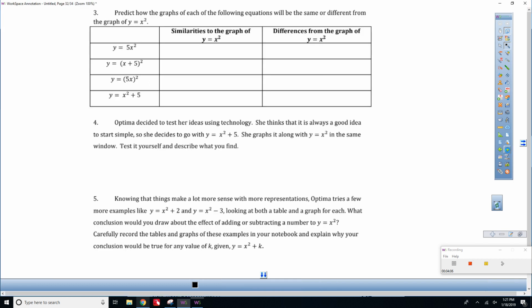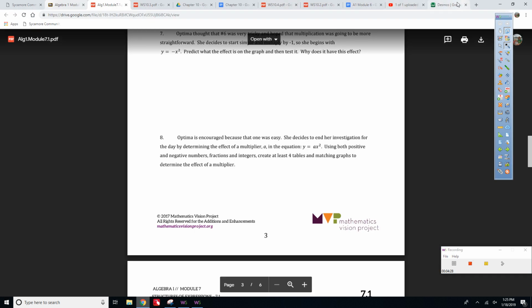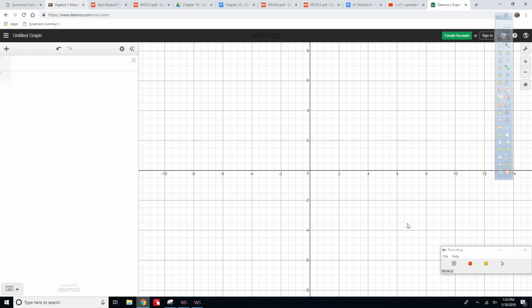Predict how the graphs will stay the same or be different. Well, rather than predicting, let's get our Desmos on. Why predict? What's the point in predicting? Did you pull up Desmos? No, I didn't. Carson, you're slipping. I'm just joking. Desmos is right there. Oh, I can hit that with my mouse.